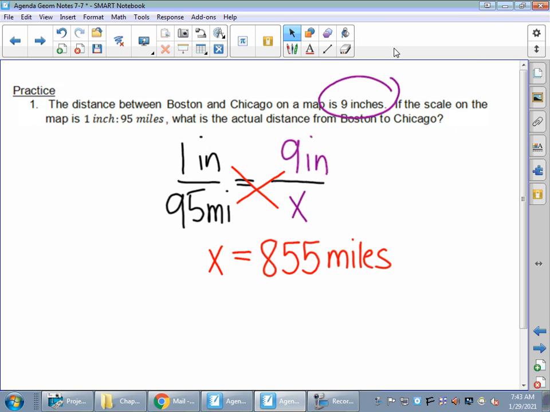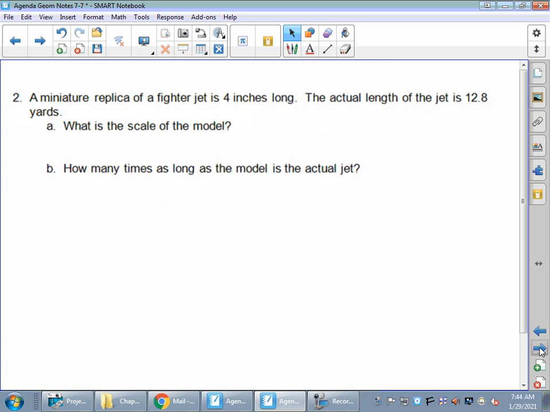We could put decimals in there if it's 7.5 inches. You can do all of those kinds of things. Let's see, a miniature replica of a fighter jet is 4 inches long. Does anybody see model cars and model jets and boats and all that kind of stuff? The actual length of the jet is 12.8 yards. What's the scale of the model?